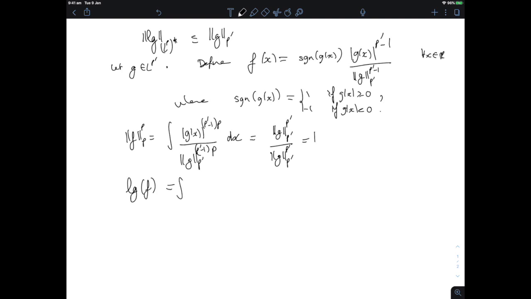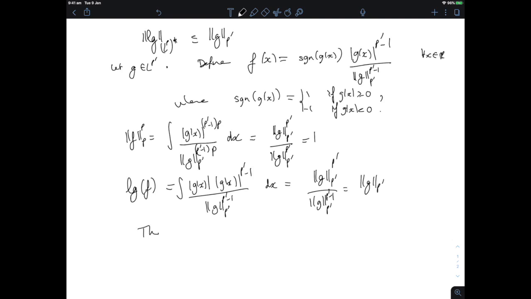And when I look at L_g of f, what do I get? Well, I get the integral of sine of g of x times g of x, which is the absolute value of g of x, times |g of x| to the p prime minus 1, divided by the norm of g in L^p prime raised to the power p prime minus 1. And what is that? Well, it is the L^p prime norm of g raised to the power p prime, divided by the L^p prime norm of g raised to the power p prime minus 1, which is the L^p prime norm of g.